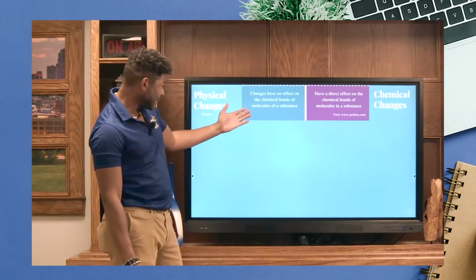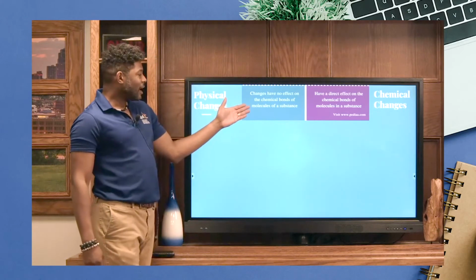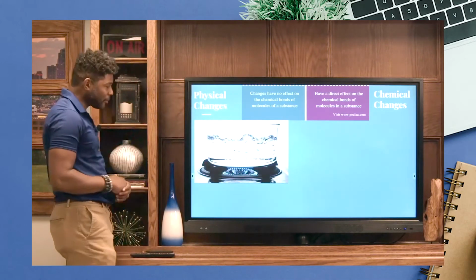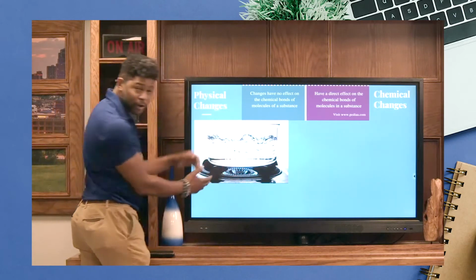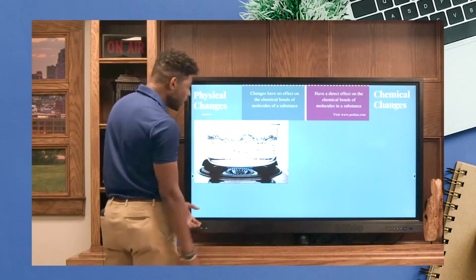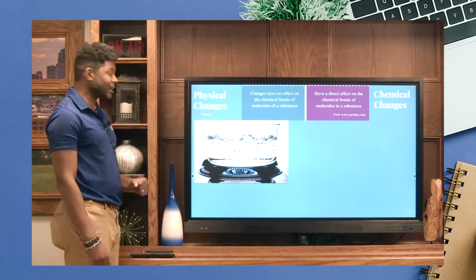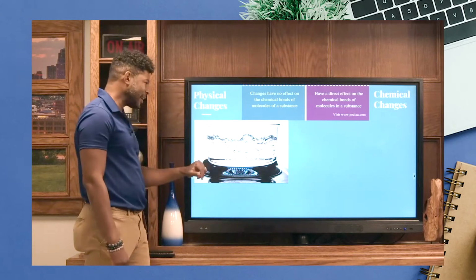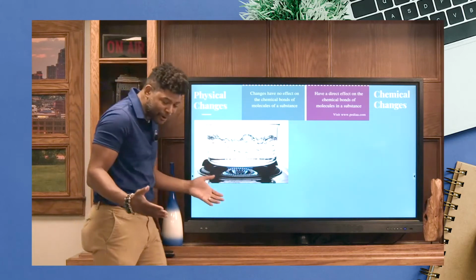Now, next, when we talk about bonds being formed, well, here's one thing I want to show you. When you heat water, right? And again, we're talking about just putting it on the stove. You can boil this water all day and night. You're not going to make any new bonds. Steam, liquid water, and ice, still water.